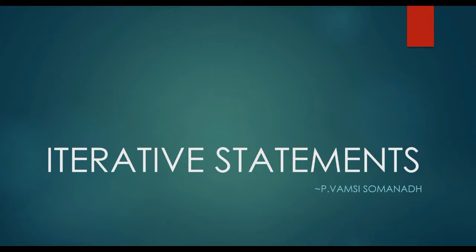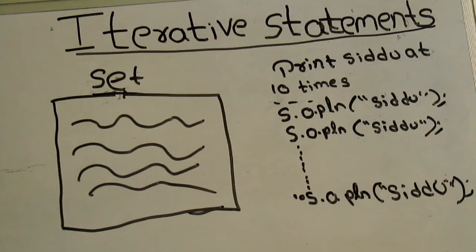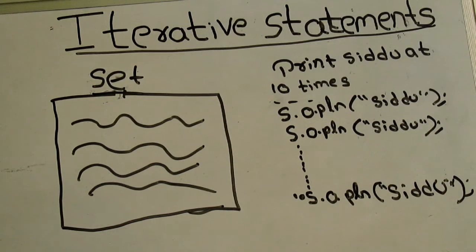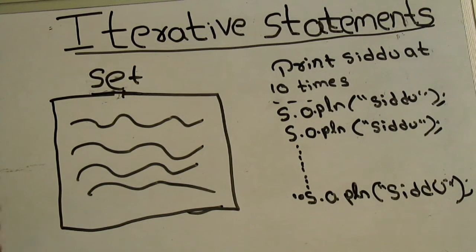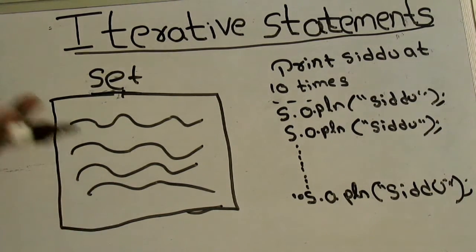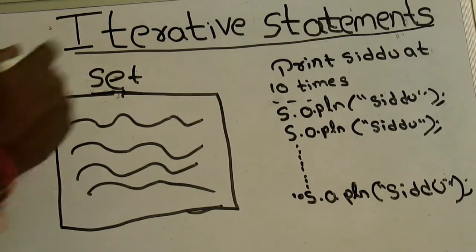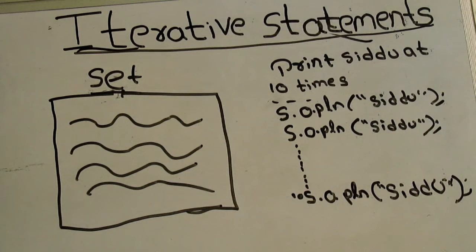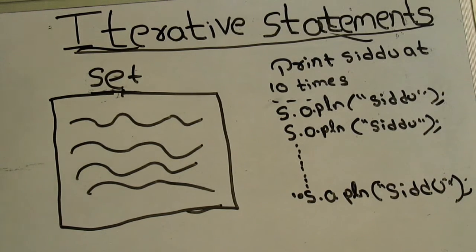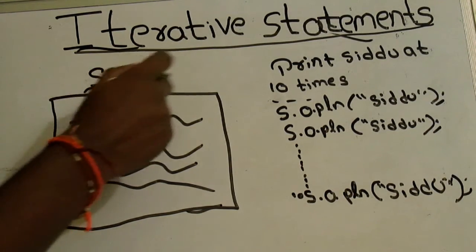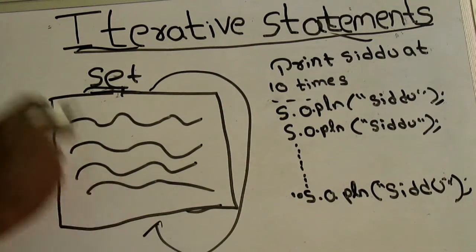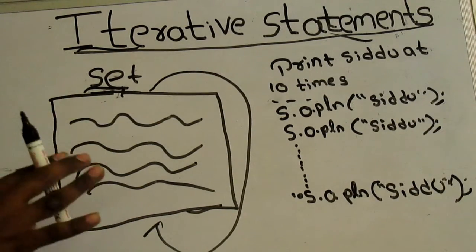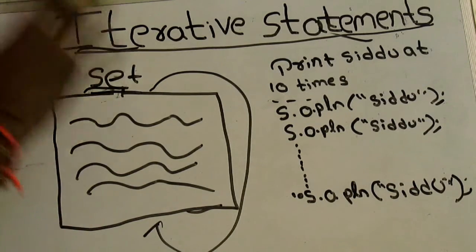Iterative statements. Now we are going to discuss the second part of the control statements, which is iterative statements. What are iterative statements? Iterative statements are used to execute a set of statements multiple times. To execute these statements multiple times, we use iterative statements.